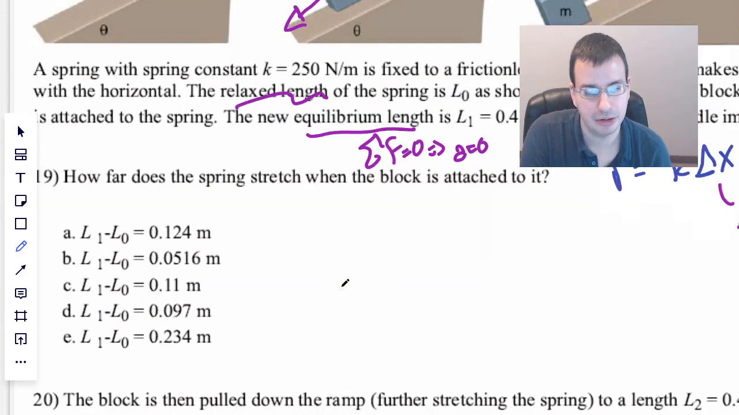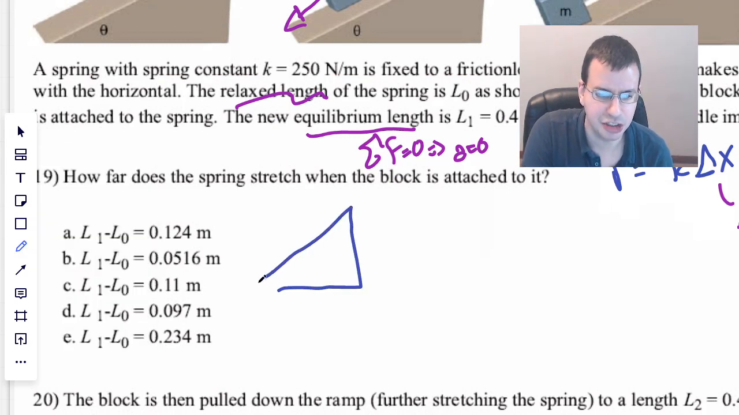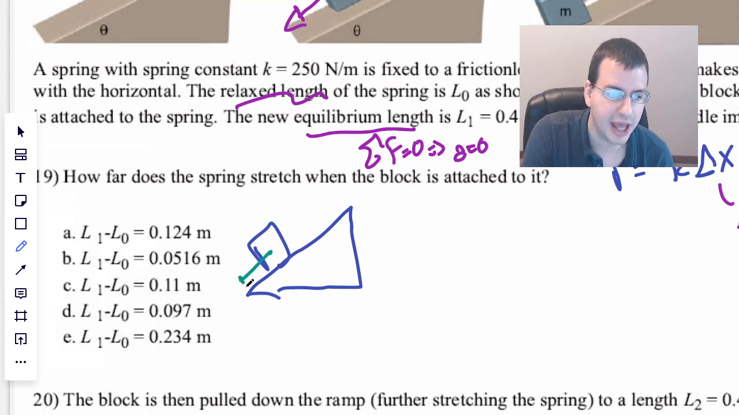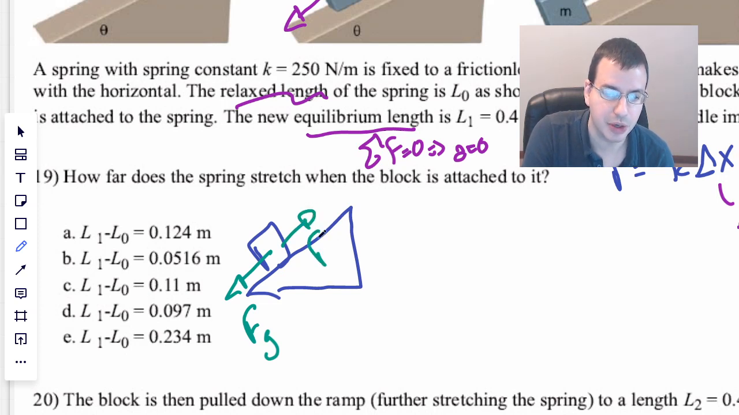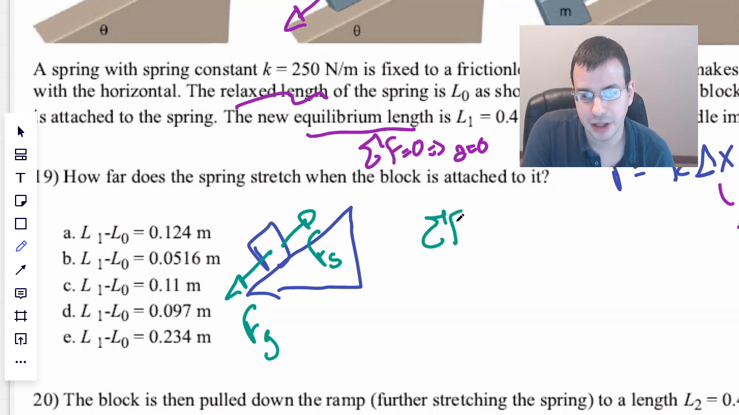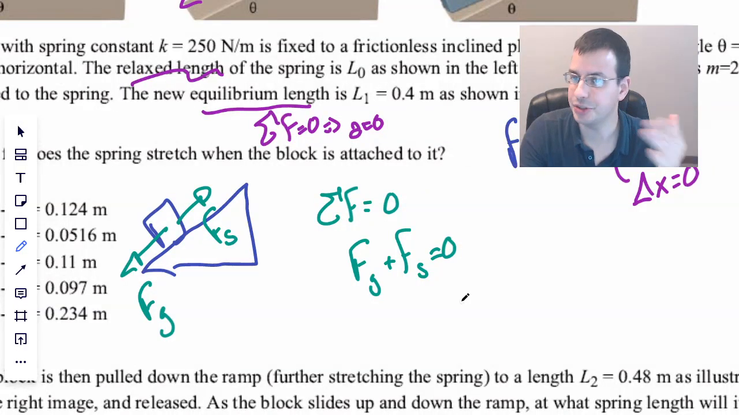I know we already have a picture, but I'm going to redraw it because it helps me visualize and intuitively understand things better when I redraw them. Sometimes it makes things clearer. So we have a force going down this way, that's going to be force due to gravity. And then we're going to have a force going up this way, that's going to be force due to spring. Since they are in equilibrium, net force equals 0. So force gravity plus force spring will equal 0. One of them will be negative, basically meaning they're acting in opposite directions.